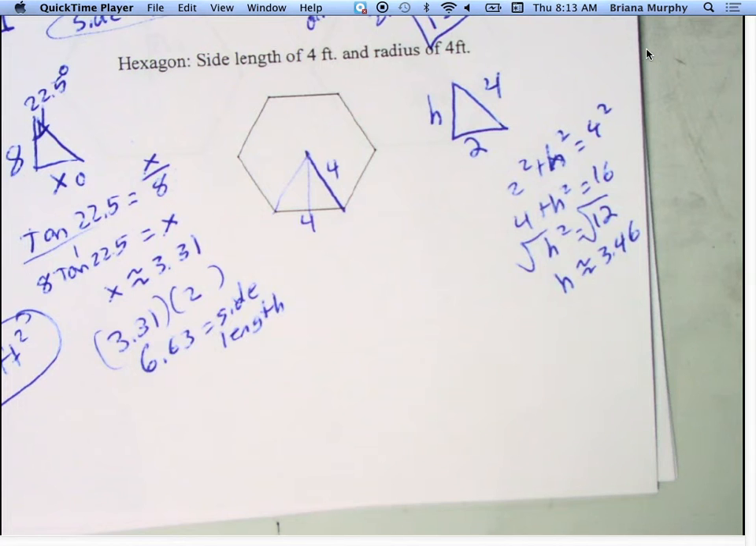If we have the apothem, use trig. If we have the radius, use Pythagorean theorem to find the height. Okay. Step 2, find the area of one triangle.